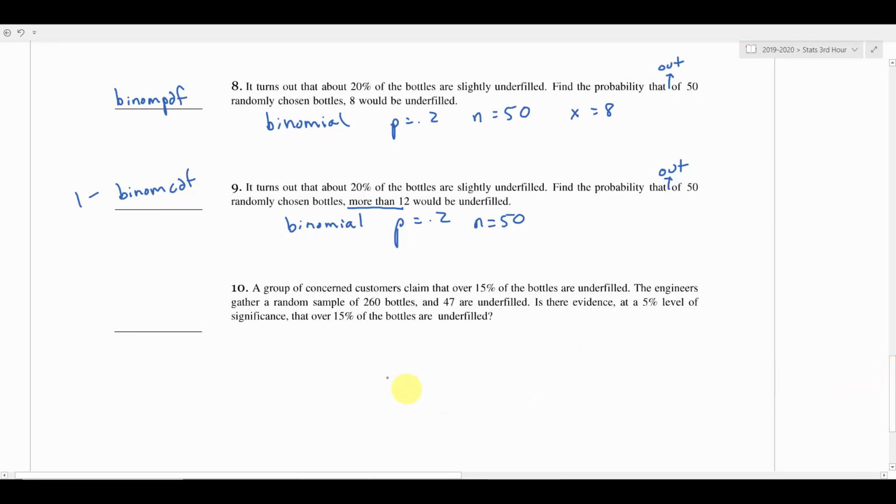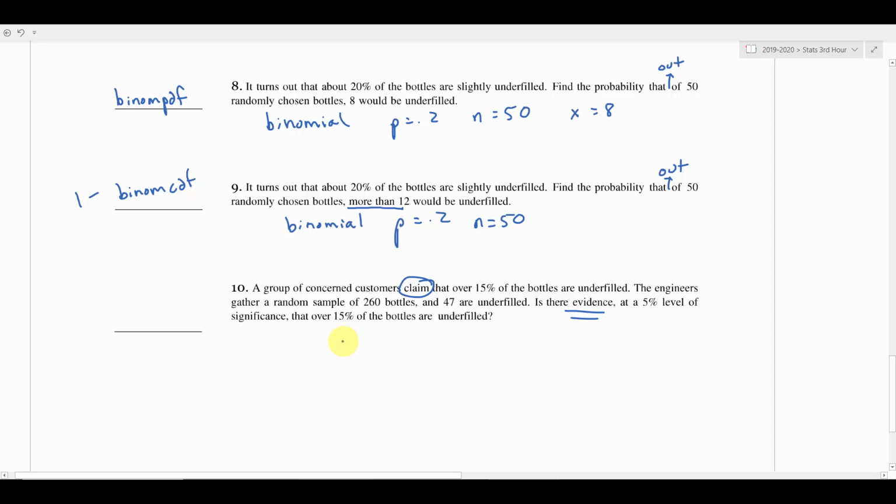Last one here, we've got a group of concerned customers that claim, so that's a keyword there, claim that over 15% of the bottles are underfilled. Over 15%. All right, the engineers gather a random sample of 260 bottles, 47 are underfilled. Is there evidence, keyword there, at a 5% level of significance that over 15% of the bottles are underfilled?